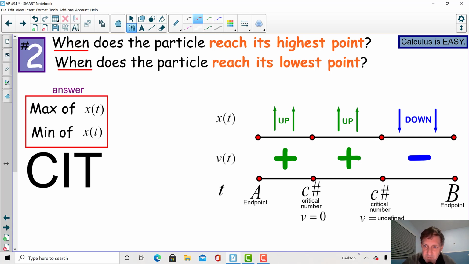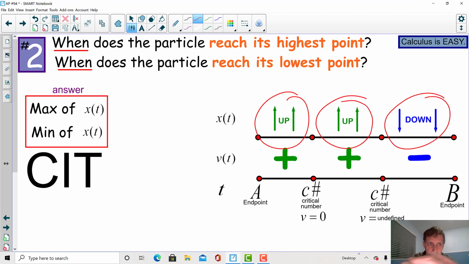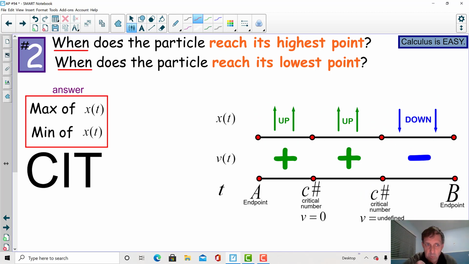First thing says, when does the particle reach its highest point? And based on this chart, it's pretty easy. It's just going to be at this spot right here. So this critical number over here. Remember, your critical number could be either where your derivative is 0 or where your derivative is undefined. So we're going up, and then we're going up again, and then we start going down.